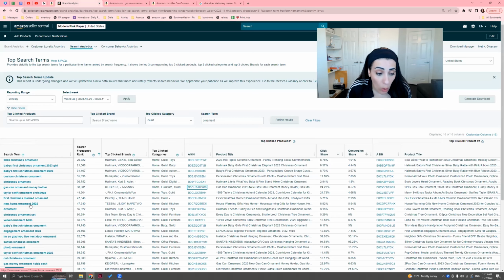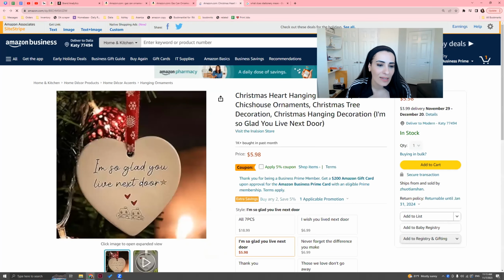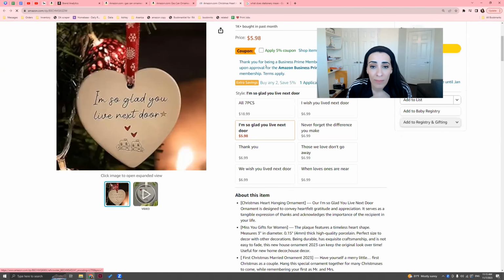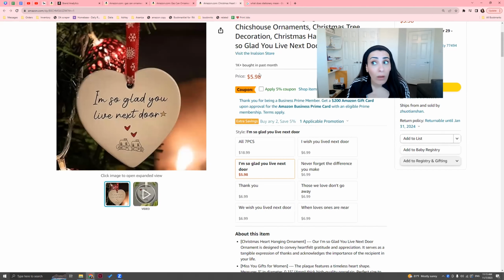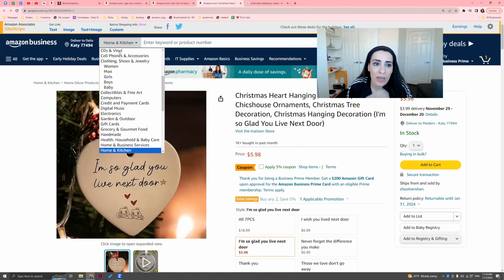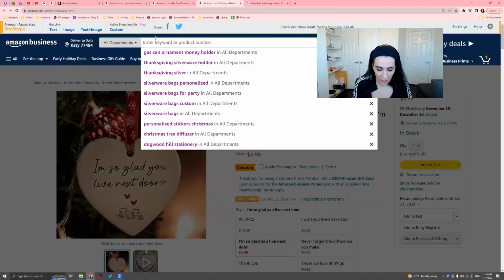New home ornament. And by the way, some of these are obvious. I think this will happen every year. Velvet ornament balls. Nice. Yeah. I'm so glad you live next door ornament. That's cute. You give that to your neighbor. That's nice. 1,000 of them bought in the past month. So, I'm so glad you live next door. Let's see how popular that phrase is.